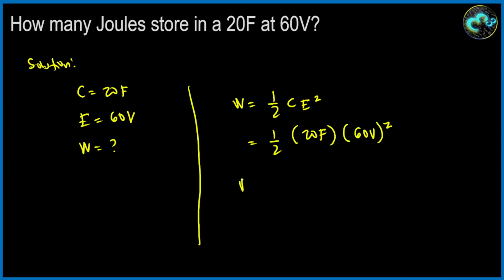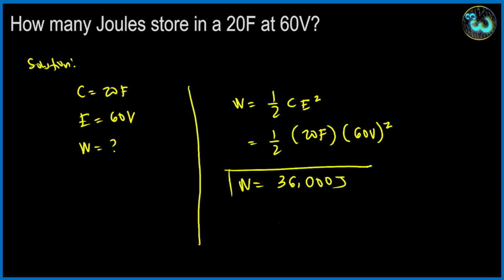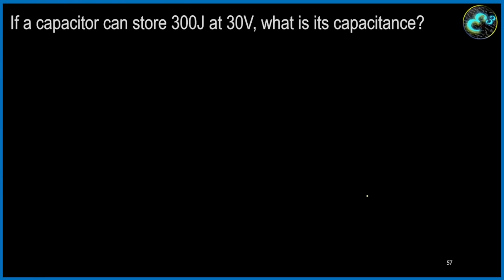So our work is equal to 36,000 joules. Ito yung ating tamang sagot. Okay? Next. If a capacitor can store 300 joules at 30 volts, what is the capacitance? Ang hinahanap naman dito ngayon is the capacitance. Okay, solution.